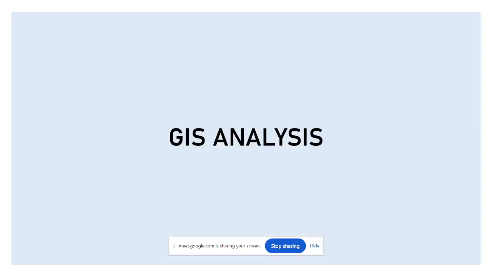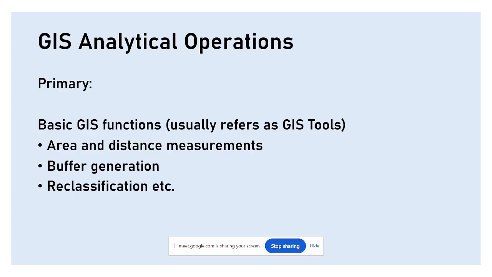So we'll be focusing on the GIS analysis part today. I'm sure you might have already gone through the lectures, but we'll have a recap of what all topics were discussed, just to refresh your memory. This was already discussed in the previous session as well as in the week four lecture. The GIS analytical operations include these primary operations like area and distance measurements, buffer generation, reclassification, etc.